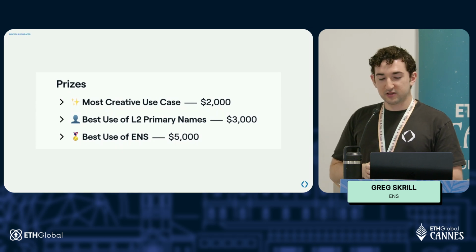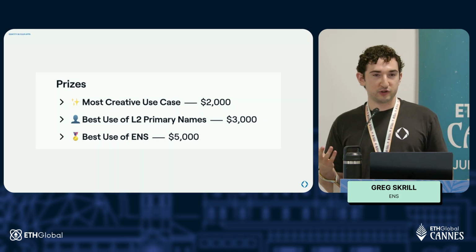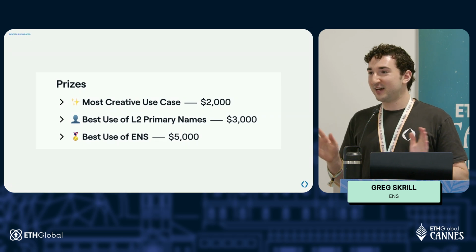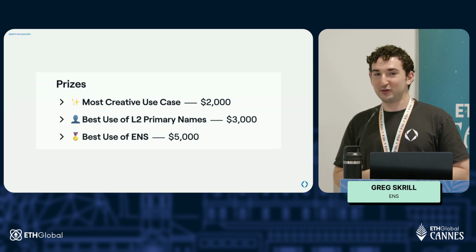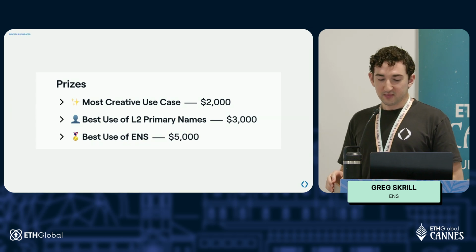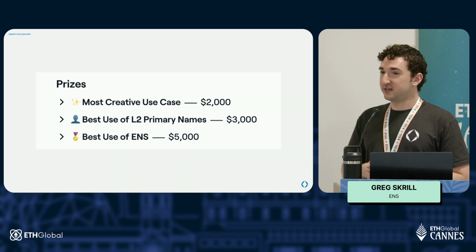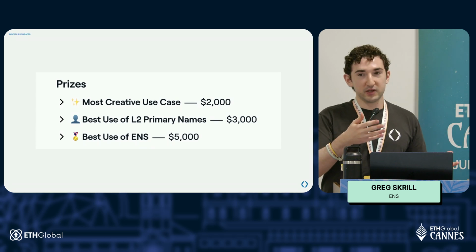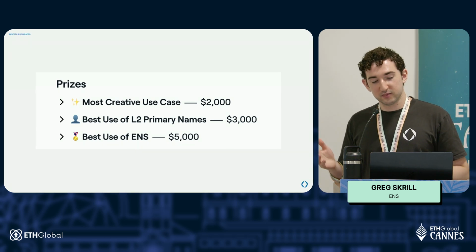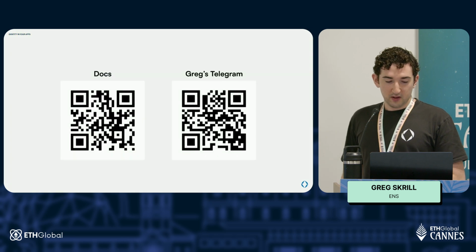The next is the best use of L2 primary names, that new feature that I was describing. This is where we're weakest on examples and kind of code snippets. So if you run into trouble, come to our booth and we will help you out. But just giving you a little heads up. And then best use of ENS is basically anything that you can think of. So it might be an AI agent, it might be a use of L2 primary names, but just the best teams will get this prize.